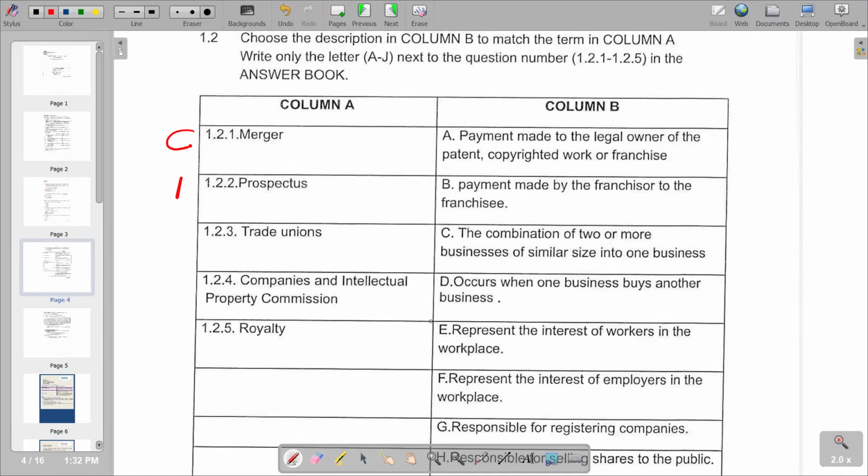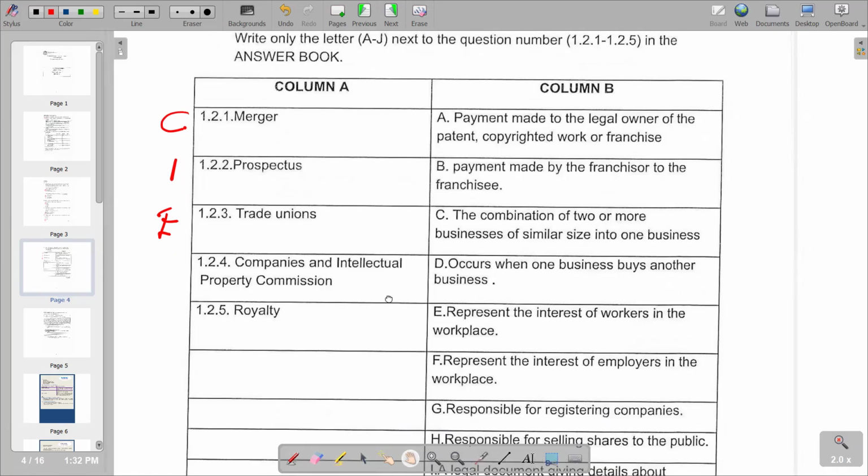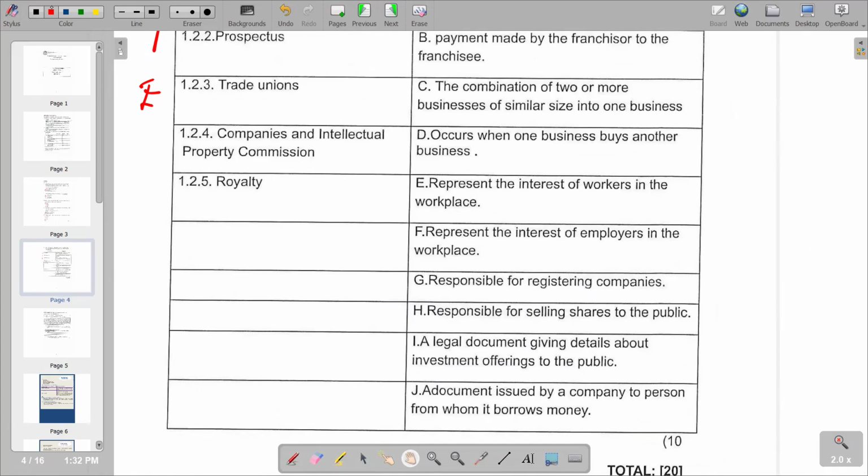So we go to column B. If you go to E, it says it represents the interests of workers in the workplace. So basically, E becomes the correct response. Then the Companies and Intellectual Property Commission. You'd see that this is responsible for registering companies. So if you go to the options, we have G as the correct response, which reads responsible for registering companies. So we have G.